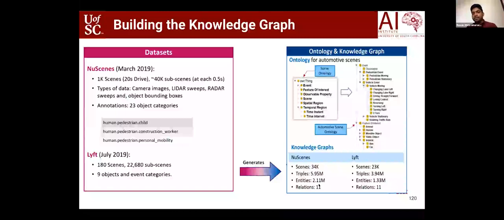In the case of nuScenes, we have 2.1 million. Lyft, on the other hand, is a bit smaller, with 1.3 million. So our knowledge graph is not very deep. We have only 11 relations.